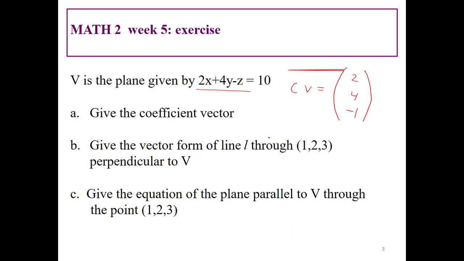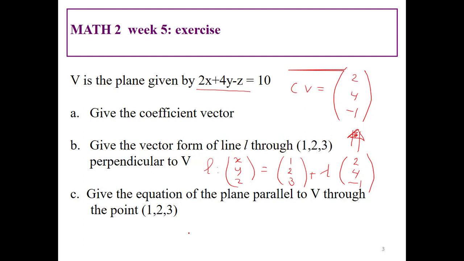Okay, do we know something perpendicular to V? Yes, of course. The coefficient vector. That one is perpendicular to the plane. So line L would be (x, y, z) equals some starting point. Okay, (1, 2, 3), that's given, plus lambda times some direction vector. So in this case, we can just use the coefficient vector, because this one is perpendicular to the plane.